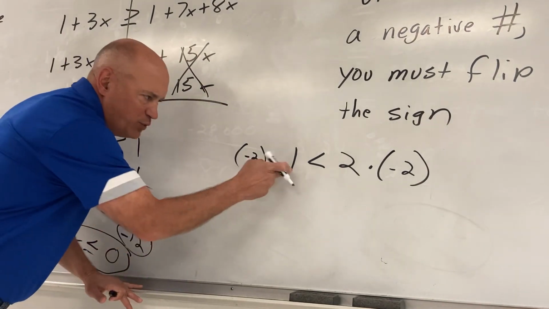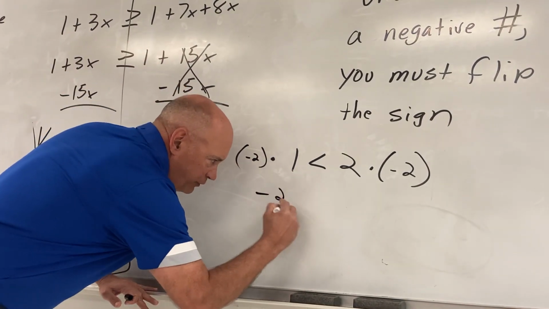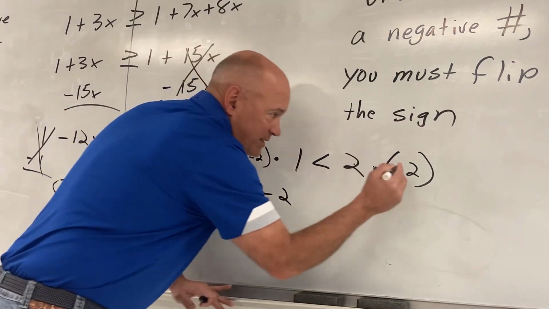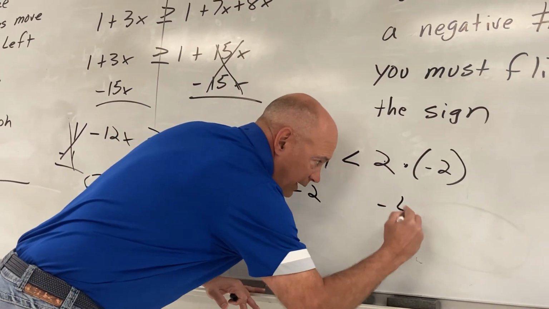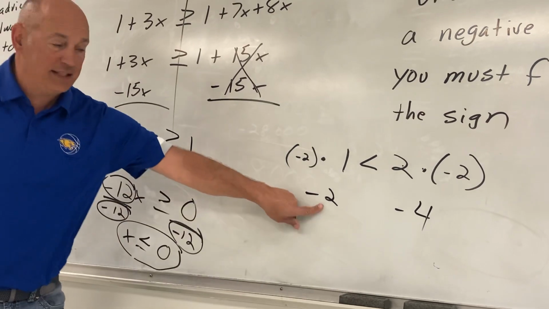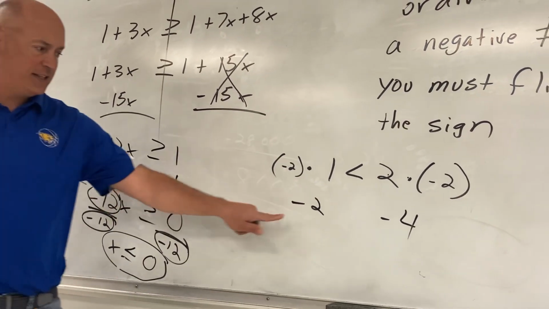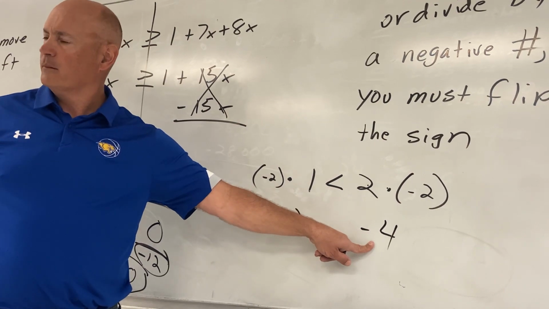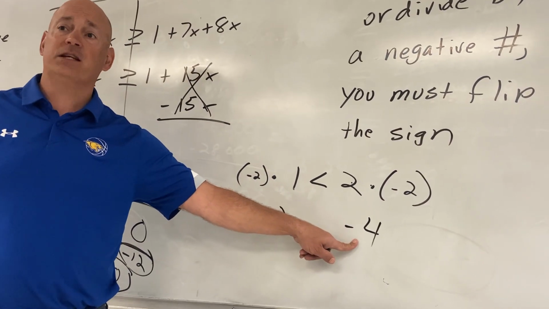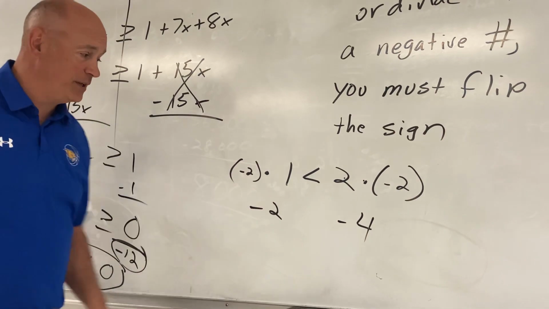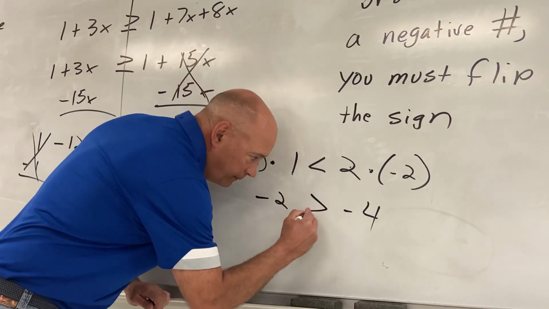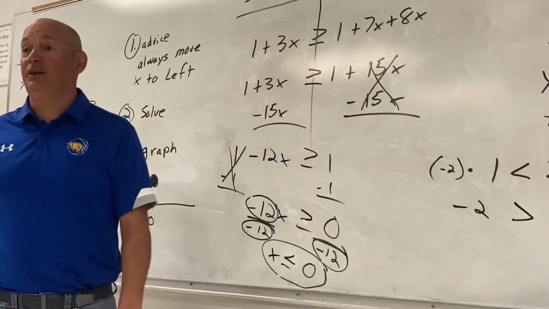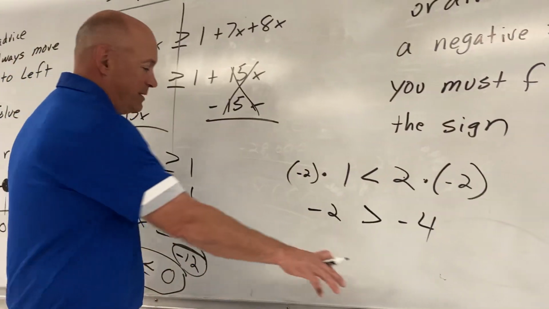What's negative 2 times 1? Negative 2. What's 2 times negative 2? Negative 4. Is this number still smaller than that number? No. It's actually what now? It's actually bigger. And I'll prove it on the number line and you'll see exactly what happens. This is the best proof.